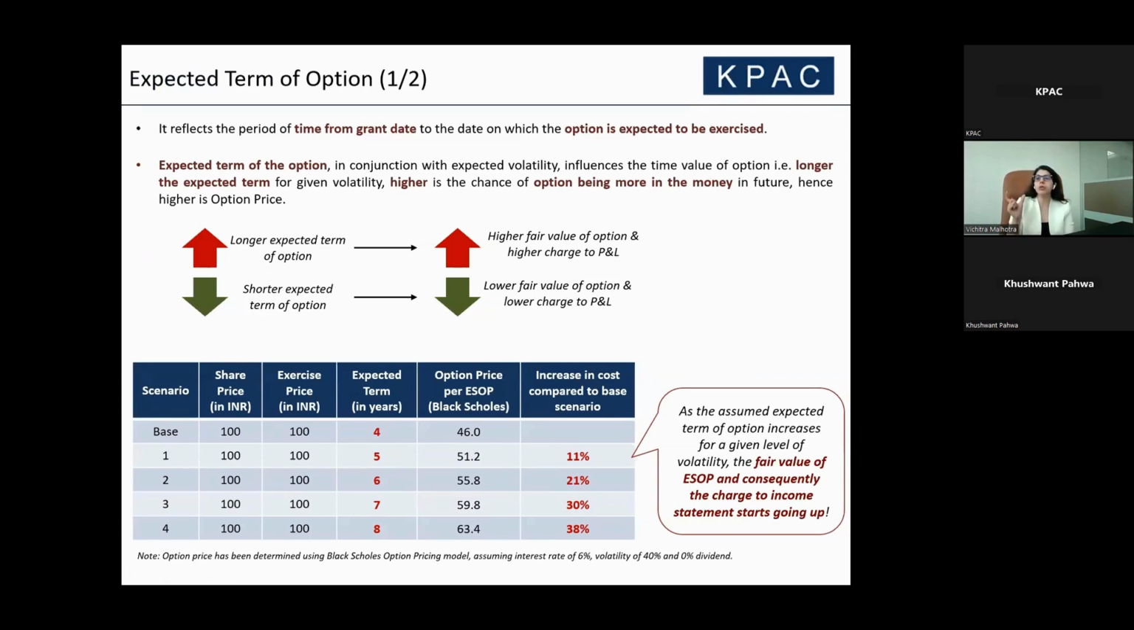And it's common to include a period after vesting to allow for the fact that someone has 3 years, 4 years, 5 years post vesting available to them to choose when they would like to exercise their options.